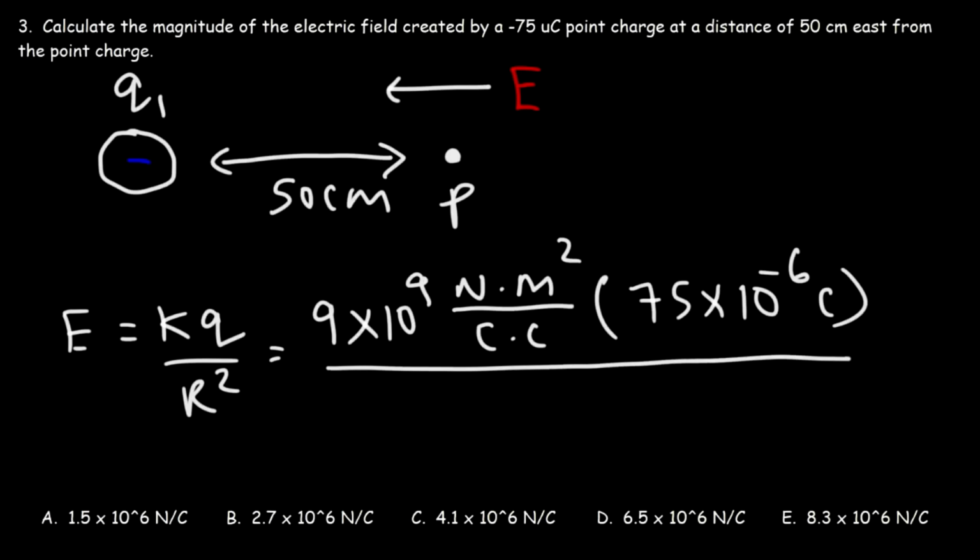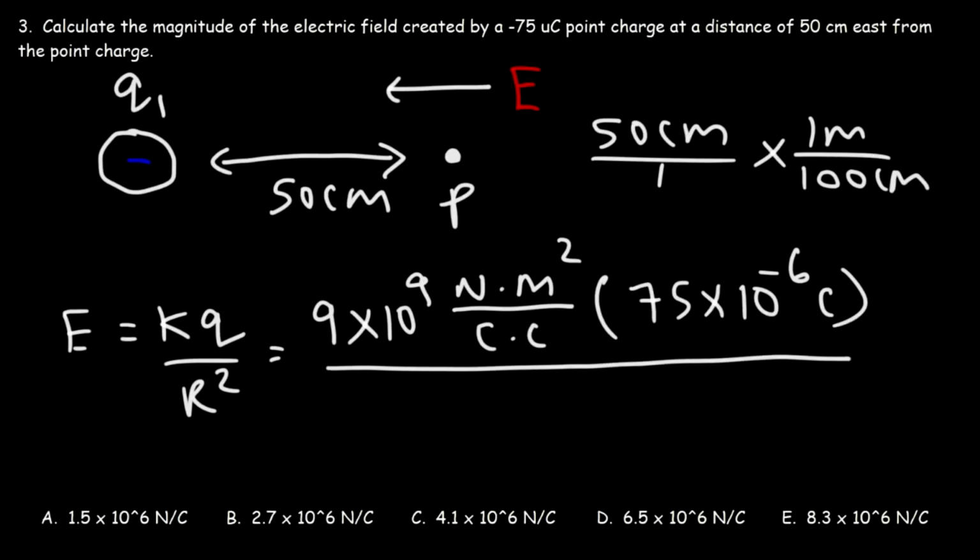R is 50 centimeters. Now, we need to convert centimeters into meters. And you could do this by dividing it by 100. So 50 divided by 100 is 0.5. So R is 0.5 meters. R is the distance between the point charge and the point of interest.